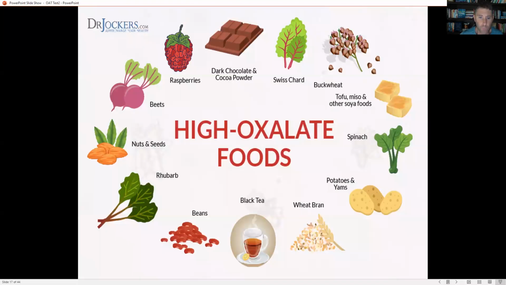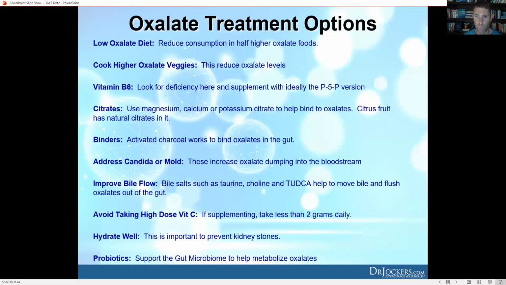Now, high oxalate foods, many of these foods are going to disappoint you guys. In general, we consider these healthy foods, but they're high in oxalates. And if you're having an oxalate metabolism problem, they're not healthy for you, at least not now. So potatoes, yams, beans, rhubarb, nuts and seeds, beets, raspberries, dark chocolate. Oh my gosh, don't take away the dark chocolate. Swiss chard. So a lot of these things, we want to reduce the amount.